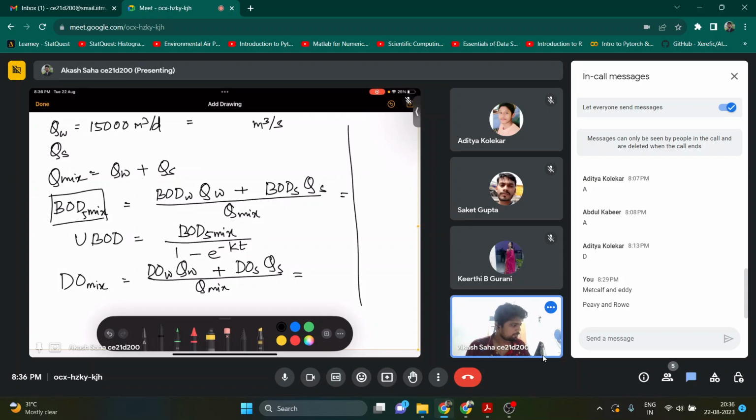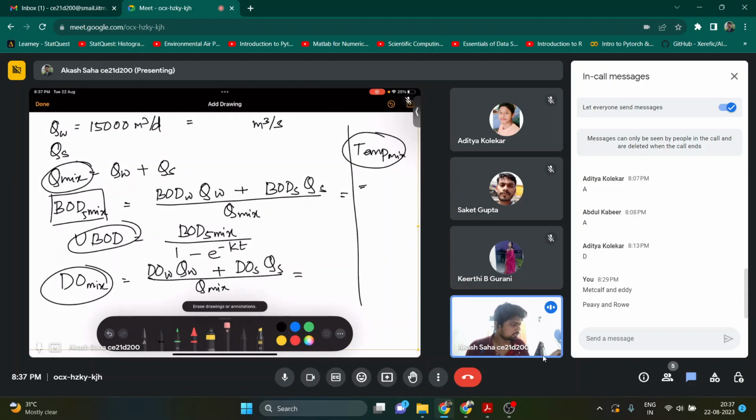Similarly, we will find the temperature mix. We will apply the same equation and we will find the temperature. So we have the flow rate mix, the UBOD, DO mix, and temperature. So we have everything ready to put into the equations. These are all the basic input parameters that we get.